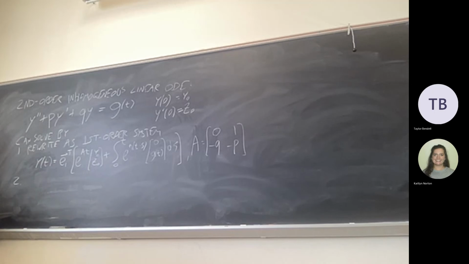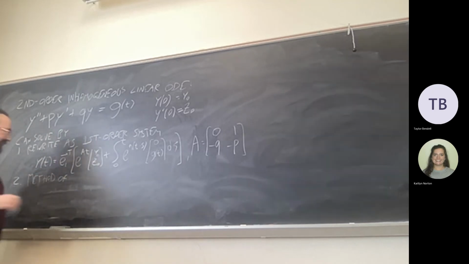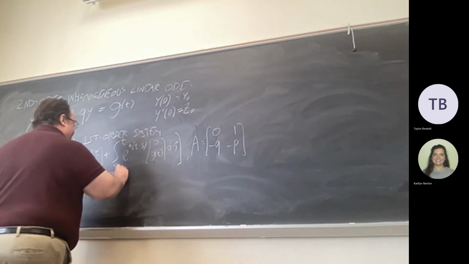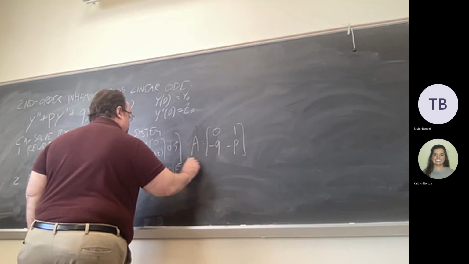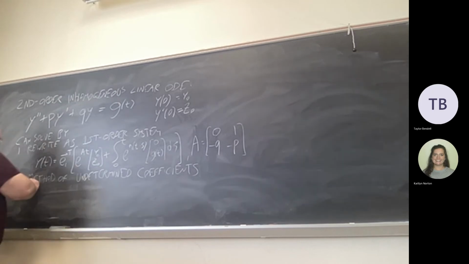Well, the names might ring a bell. What is the method of? Undetermined? Yes. Okay, undetermined coefficients. And what about the other one? I don't know. Okay, variation of parameters. There we go.